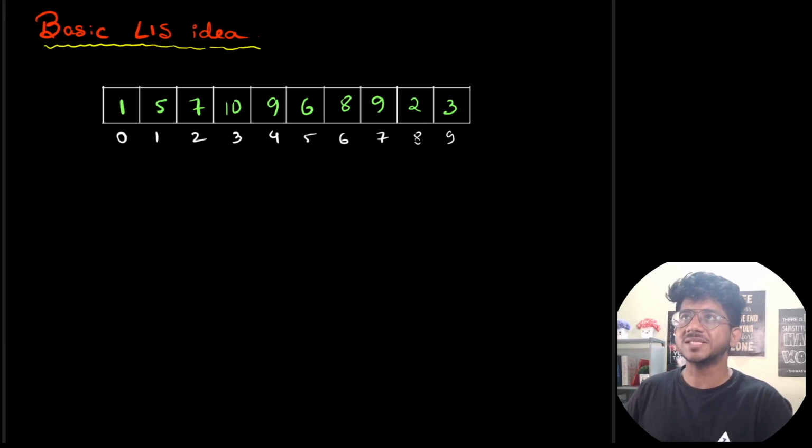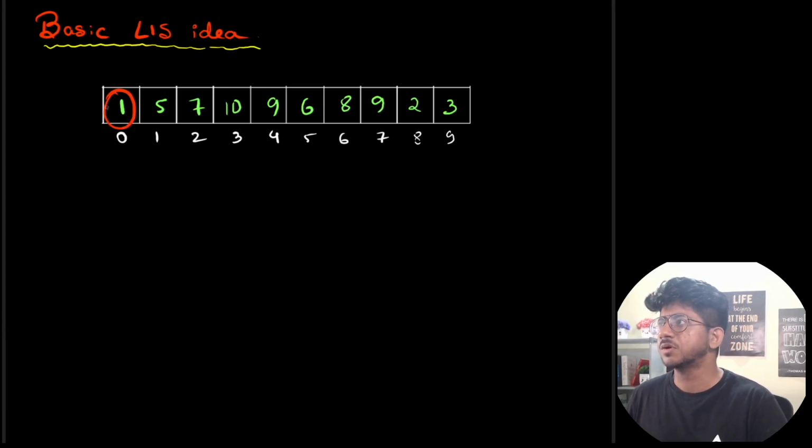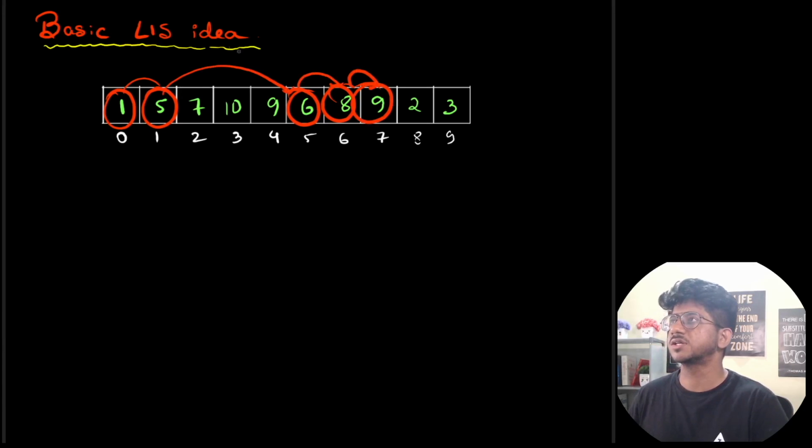So what is the basic LIS idea? Essentially, in LIS, you need to find the longest increasing subsequence. What is a subsequence which is increasing in its value? So in this case, what is the longest one that I can find? Maybe 1, 5, you can see 6, 8, 9. That's the longest increasing subsequence that we can look at.